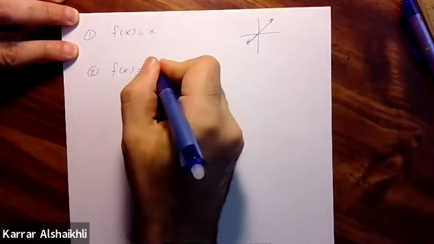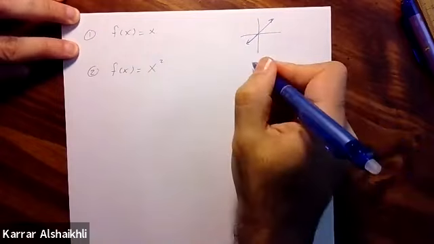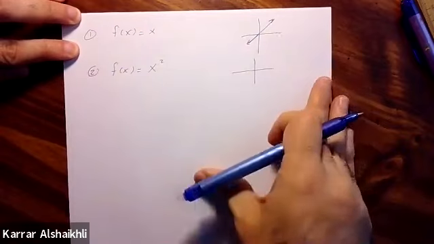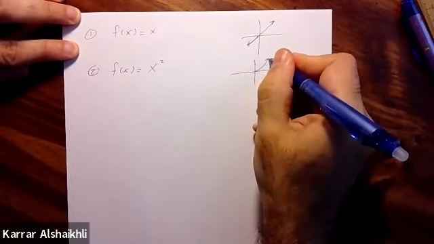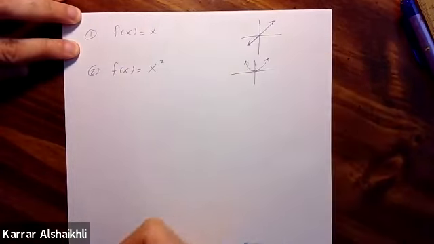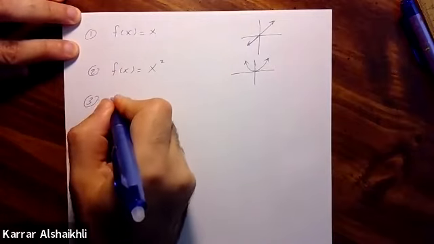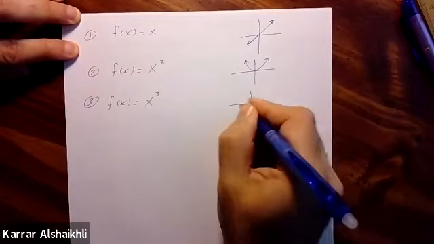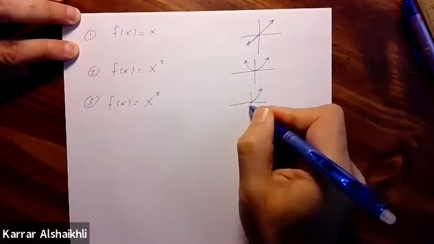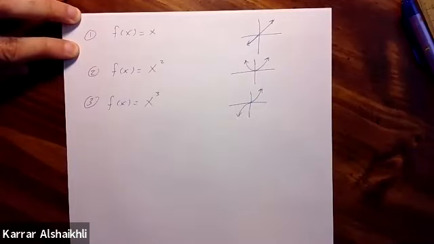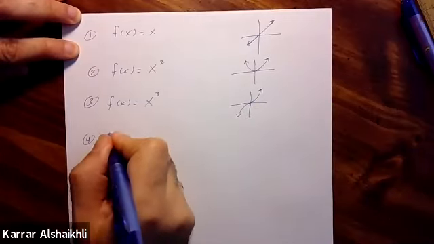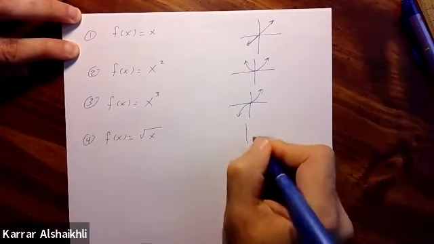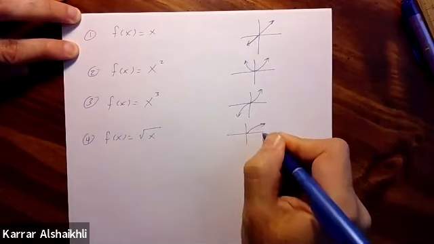The second function, f of x equals x squared. The graph of this function, I gave you the points to graph it. This is the parent function. The graph is going to be like this, always. The third one is f of x equals x cubed. The graph of this function, this side up, this side down. Number 4, f of x equals square root of x. The graph of this function is going to be just a line like this.